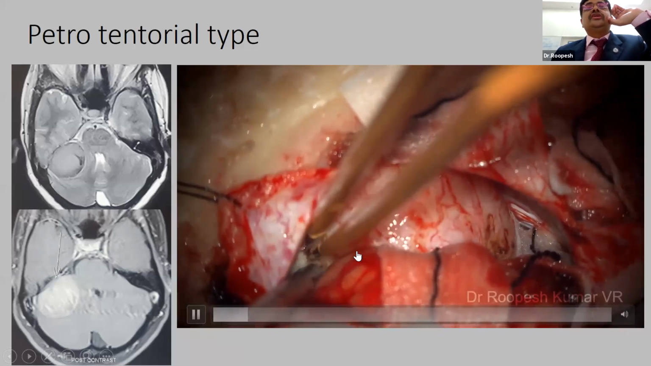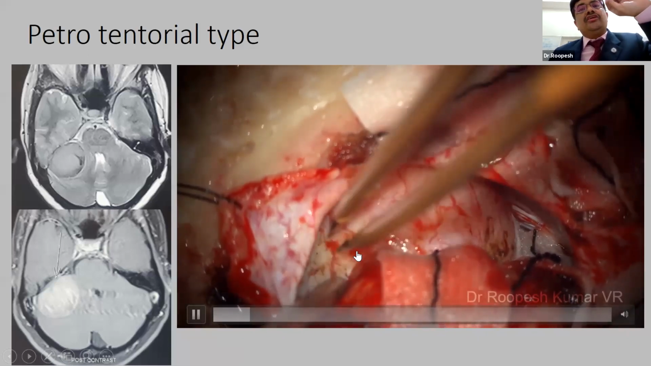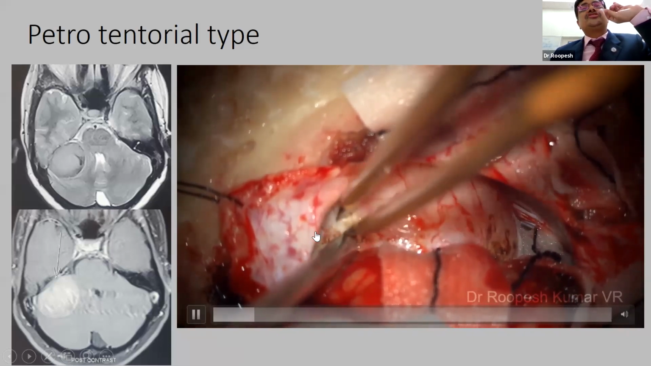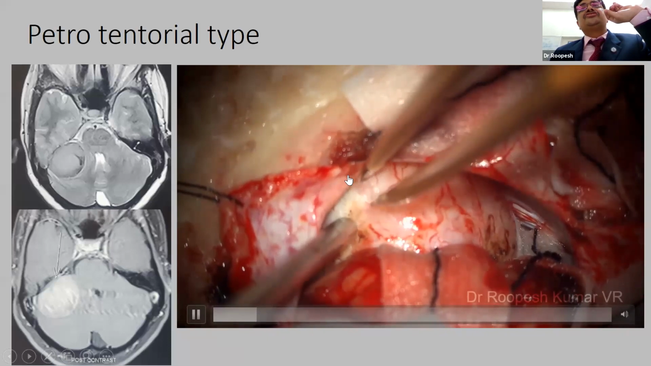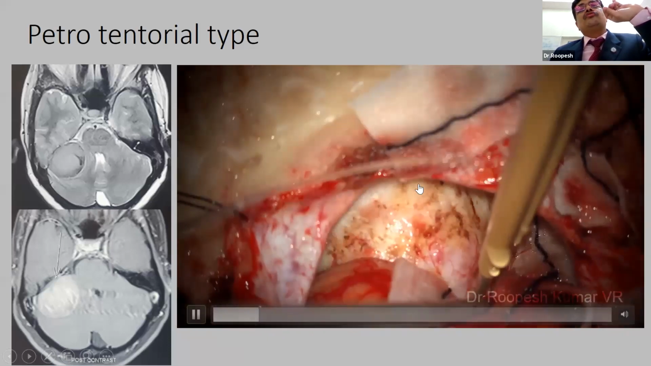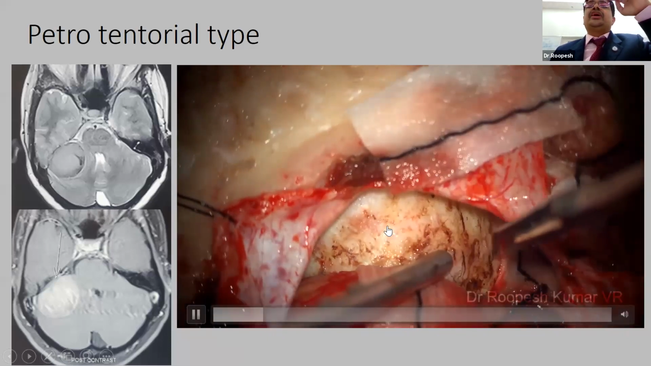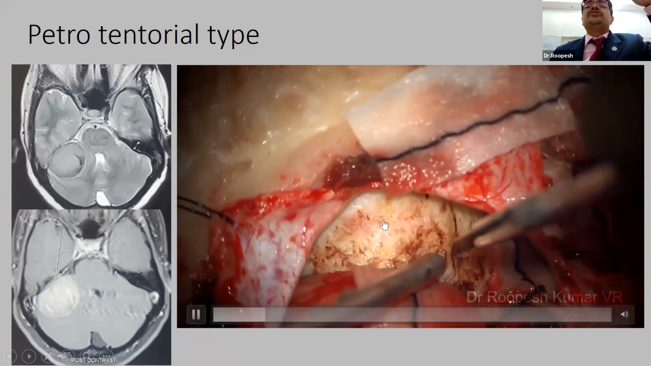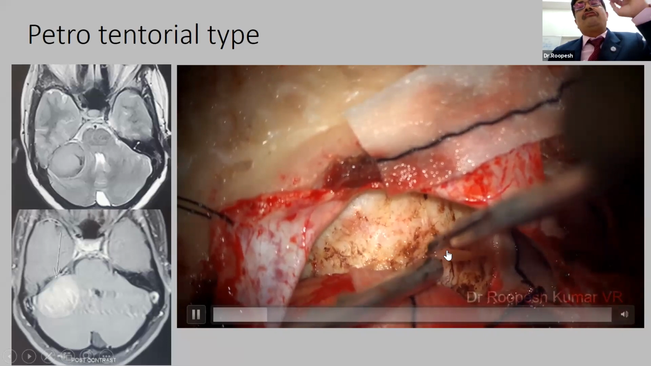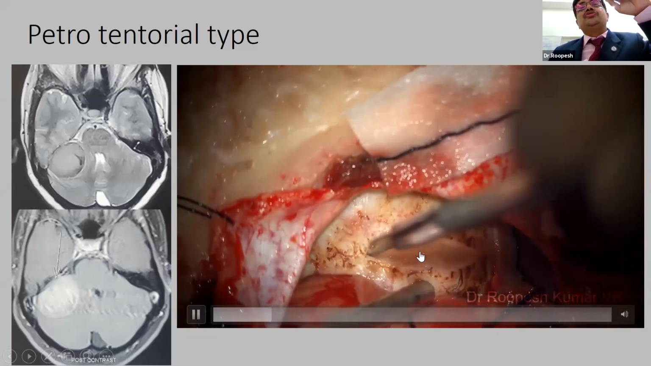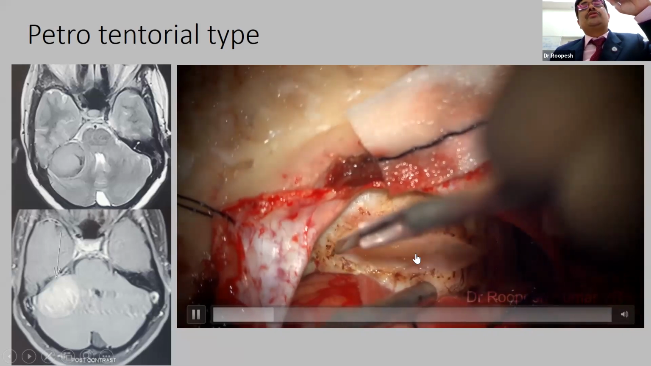And then you start debulking. You start devascularizing, but here you can see that you cannot go far. This tumor is widely attached to the tent as well as to the petrous. So it's very difficult to go in. First you start debulking the tumor, and then somewhere in between you go to the attachment. Sometimes they can be extremely fibrous. You have to cut with an 11 blade, and then you start using the CUSA to decompress the tumor more and more.